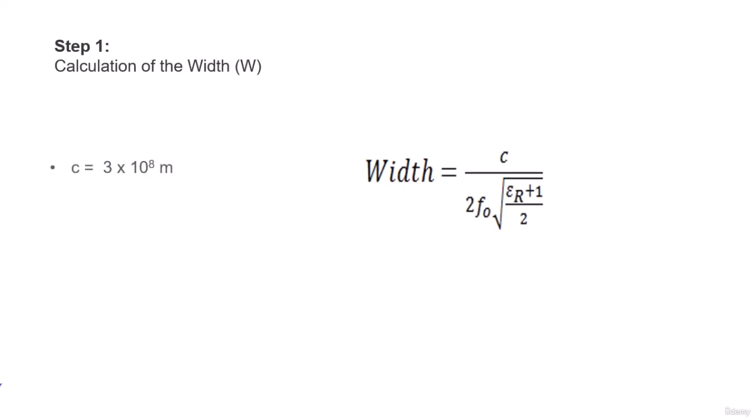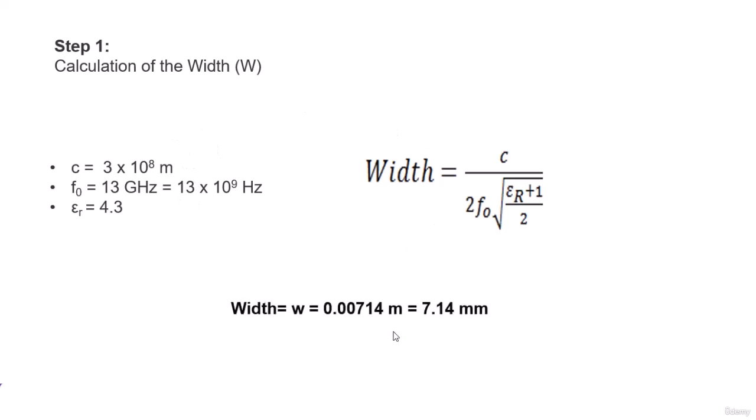Step 1, calculate the width of this patch antenna using this expression. C is 3 into 10 power 8, F naught is 13 into 10 raised to power 9, and epsilon r is 4.3. By substituting all these values within this expression, we get the width equal to 7.14 millimeter, or 0.00714 meter. So we have calculated the width of the patch antenna, which will be substituted in the expressions to calculate the length of the antenna.